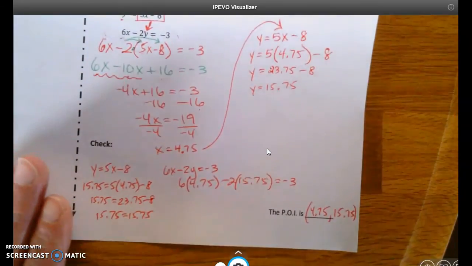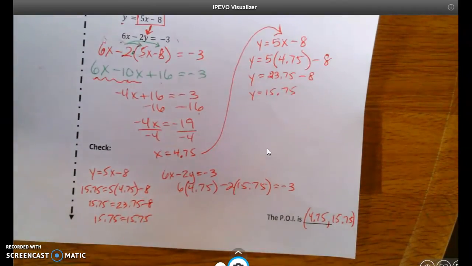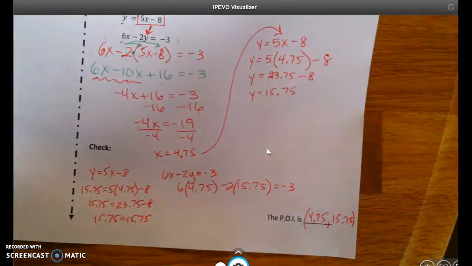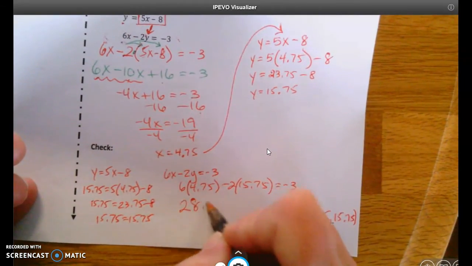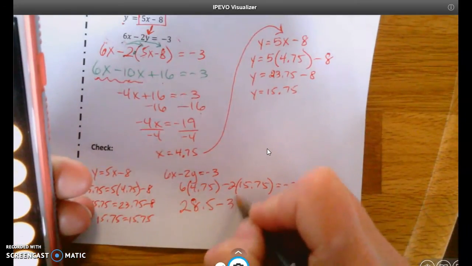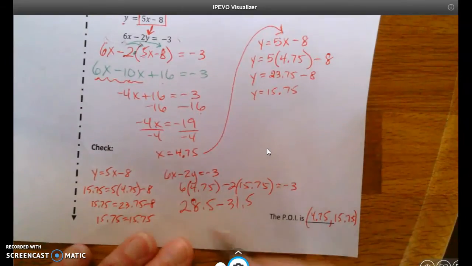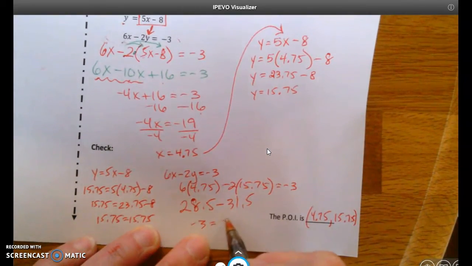Feel free to get your calculator out, or I think I sent you guys a link to the Desmos online scientific calculator. It's like desmos.scientific or something, and I think that'll come in real handy if you're doing a lot of this stuff from home and you don't have your calculator. So 6 times 4.75, I think that's 28.5. 2 times 15.75, 31.5. And let's see, 31.5 minus the 28.5 does give us 3. Oops, sorry, -3.